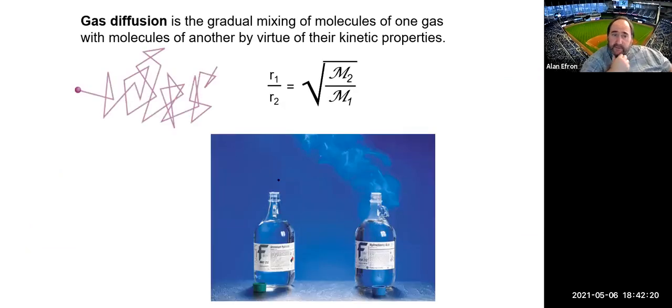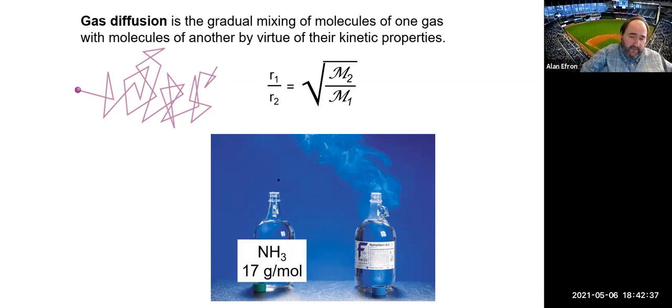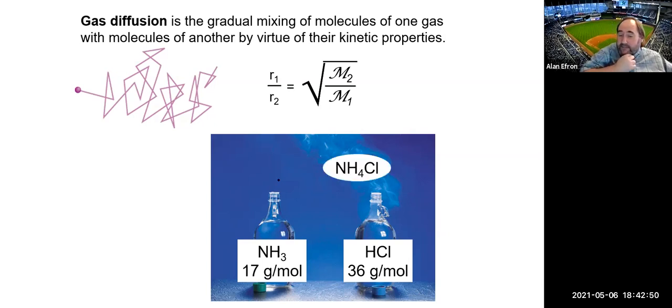So another thing we're going to talk about here is what is referred to as gas diffusion. And gas diffusion is the gradual mixing of molecules of one gas with another based on their kinetic properties. So we got a couple of containers here. We got a container of ammonia, which is a gas. We got a container of hydrochloric acid, which is hydrogen chloride when it goes into the gas phase. And when they come together, they make a compound which is known as ammonium chloride.